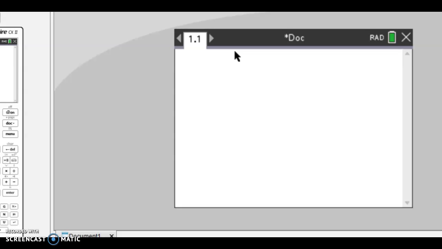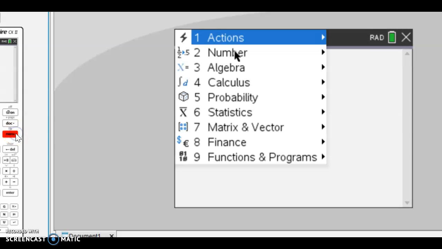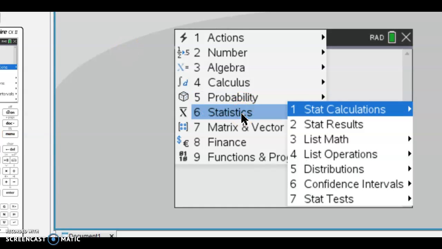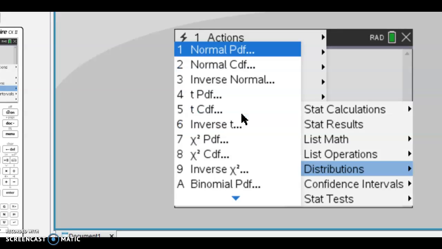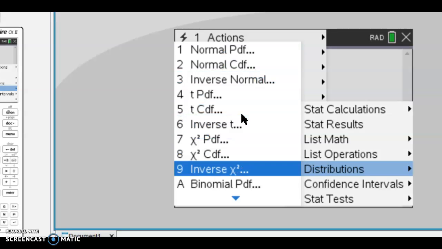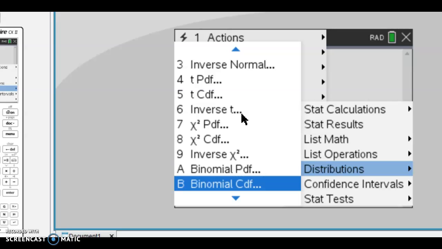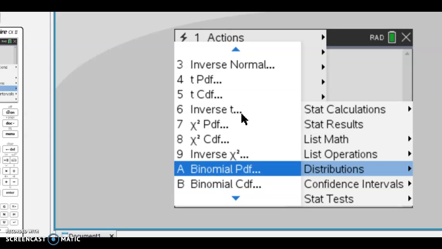I'm going to show you a way that you can do this on the Inspire pretty easily, because we don't want to do that stuff by hand. I'm going to go to Menu, then Statistics, then Distributions. It's option 5. Going down here, it says Binomial options. I can see a PDF and a CDF. Now, the PDF and the CDF are two different things here. If I want to know one value, I use PDF. If I want to know multiple values, I use CDF. I'll explain the difference on that later. So I'll choose Binomial PDF.